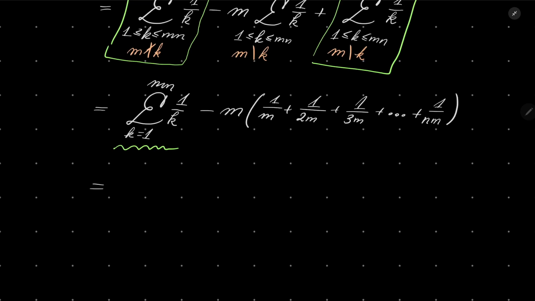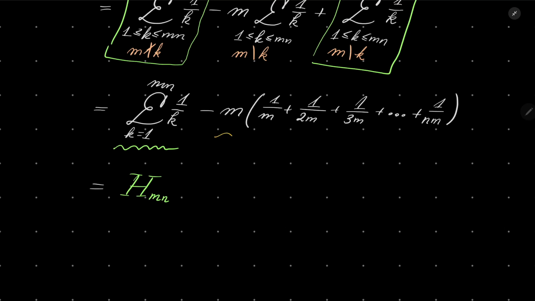Well, we are summing reciprocals of natural numbers from 1 to mn. So this green sum, it's just harmonic number with index m times n.